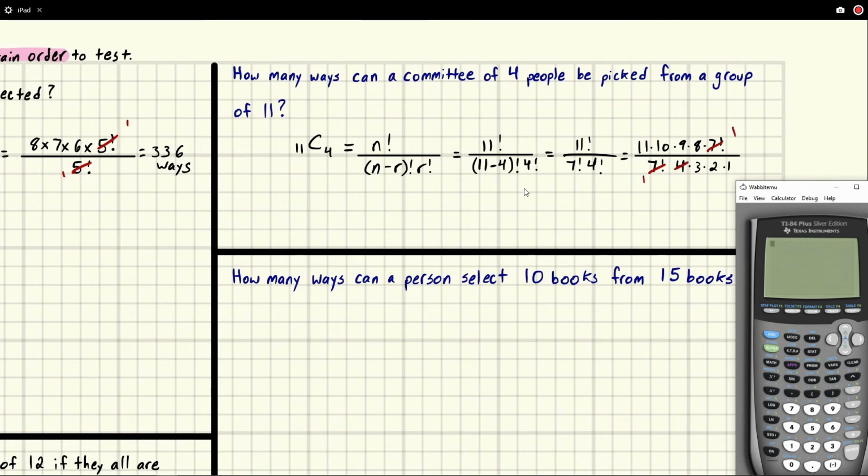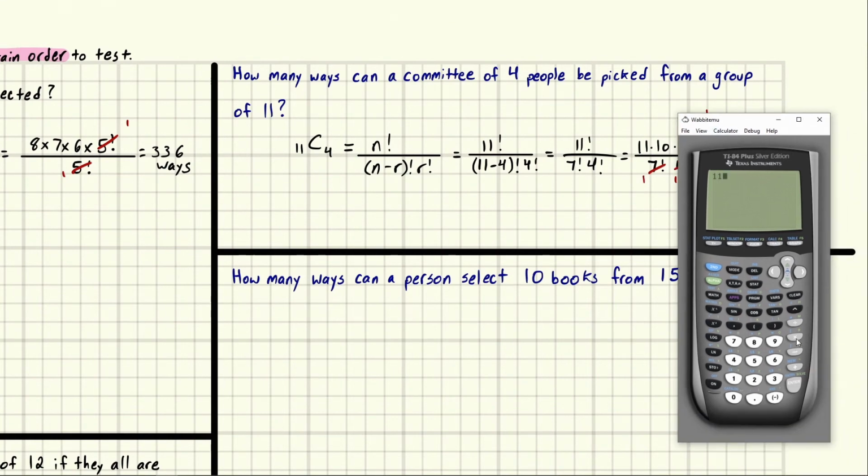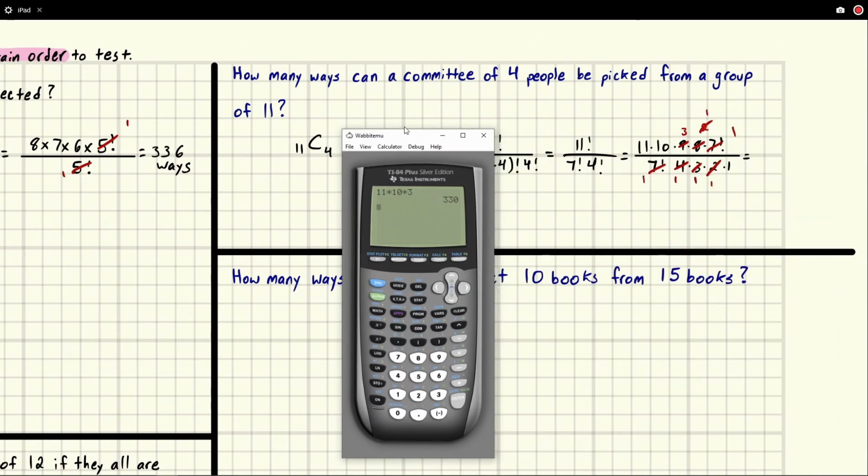The 4 can simplify with the 8 as 1 and 2. The 3 can simplify with the 9 as 1 and 3. And the 2 can simplify with the 2 to make 1s. We're left with, on the top, 11 times 10 times 3. If we do that, 11 times 10 times 3, we get 330. So we'll write that in, 330 ways.